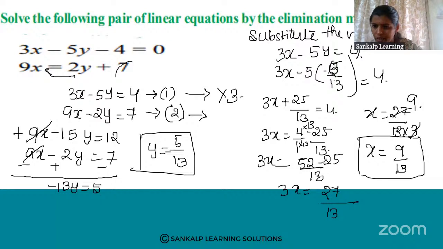x is equal to 9 divided by 13 and y is equal to minus 5 divided by 13. These two are the values of x and y. This is by using the elimination method.